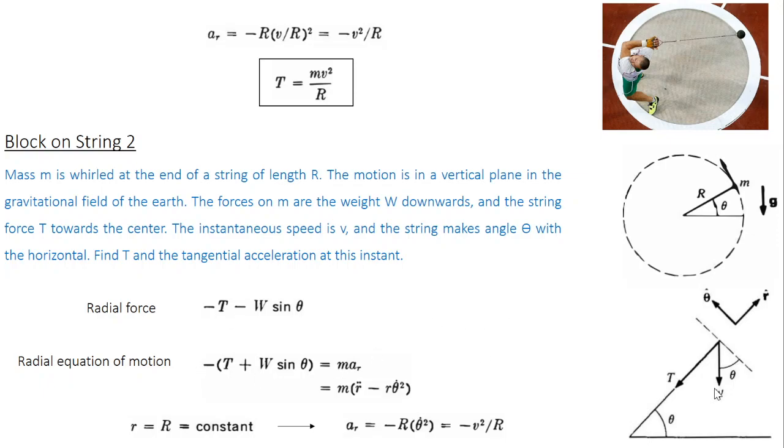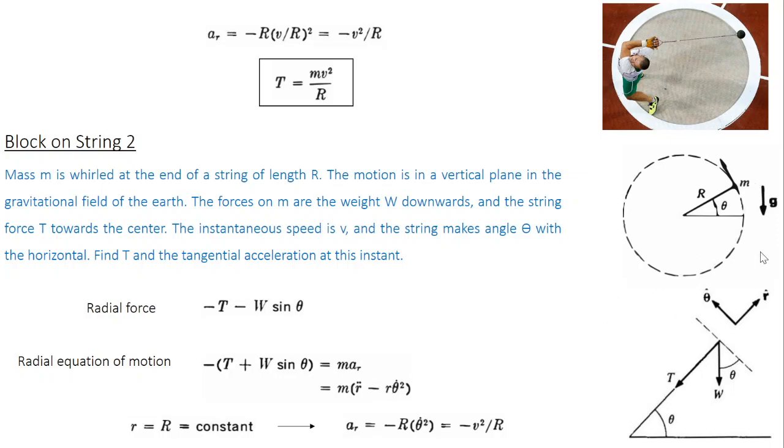What are the radial forces acting? We know that T is acting in the inward direction, so this is minus T. And you also have a component of W sine theta acting in the inward direction. So this is minus W sine theta. And what is the corresponding acceleration? You have radial acceleration a_r given by r double dot minus r theta dot squared, as we had derived in the last class. So the radial equation of motion is going to be F equals m a. F is minus T plus W sine theta, which is equal to m times a_r, that is r double dot minus r theta dot squared.